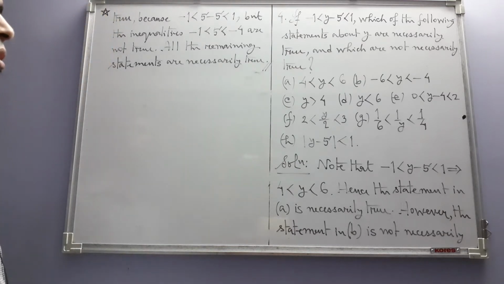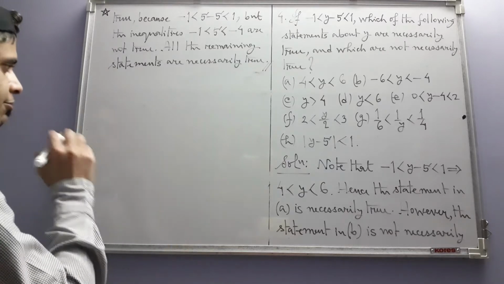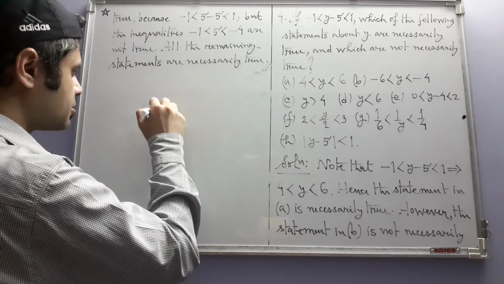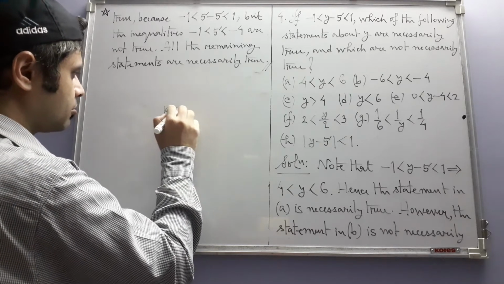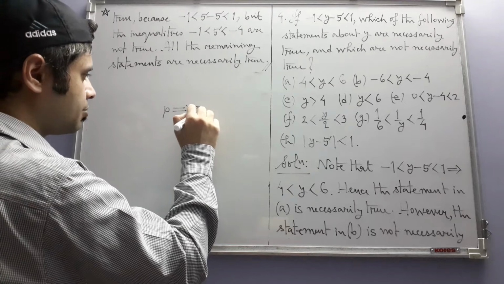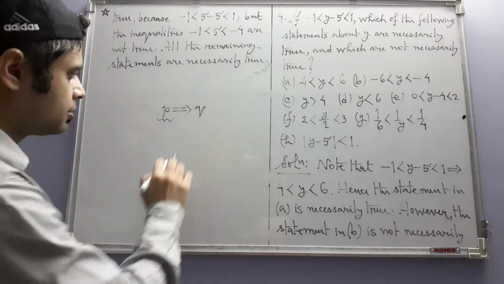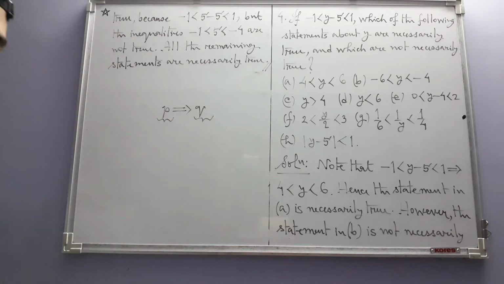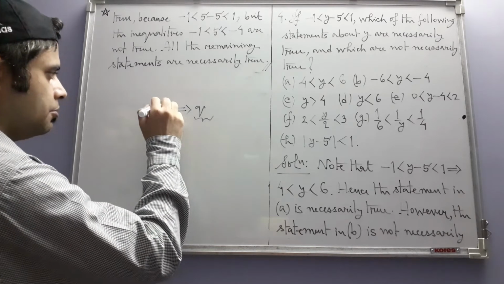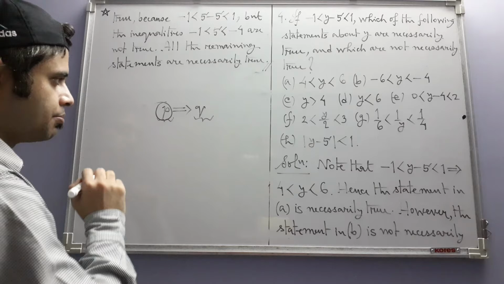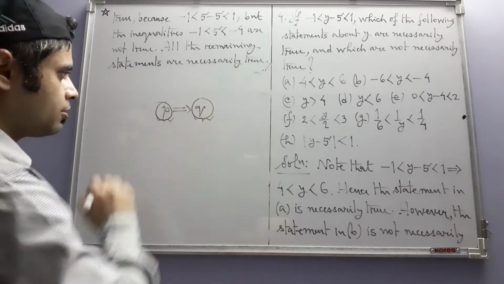Okay, now a few words about necessary and sufficient conditions. If you have an implication like this, an implication is a statement that looks like this, where P is some statement, Q is some other statement which may or may not be P itself. We already know that this is called the hypothesis of the implication and this is called the conclusion.